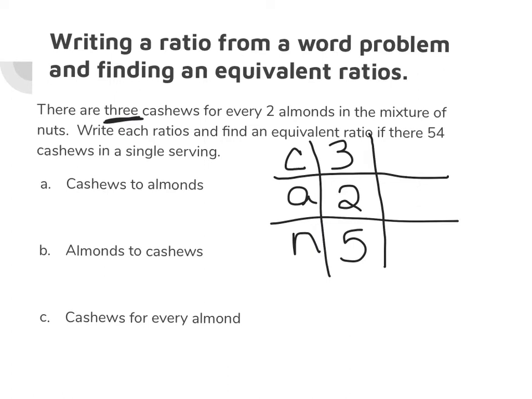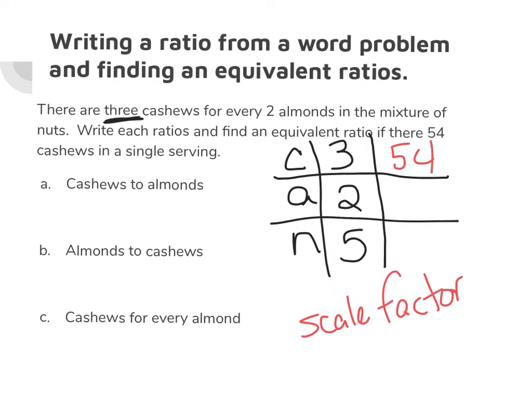For this other number, we're going to look at the equivalent ratio. It says write each ratio and find an equivalent ratio if there are 54 cashews. So I'm going to put 54 under C for cashews, because that's what it's asking us. Now I need to find the scale factor. Remember, we talked about scale factor last time when you did equivalent ratios. All we have to do is find out how many times 3 goes into 54, or 3 times what gets me to 54.